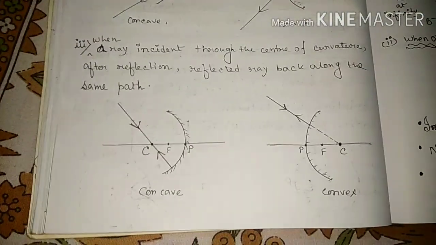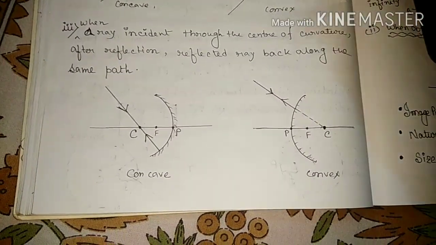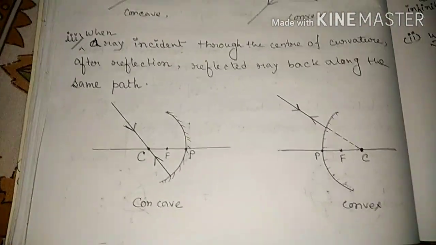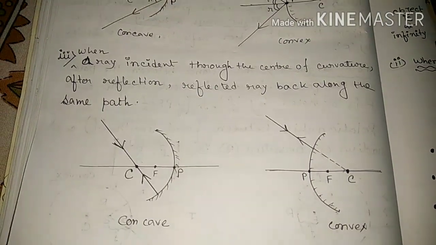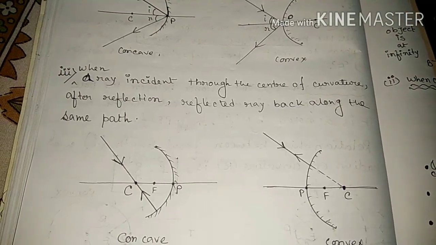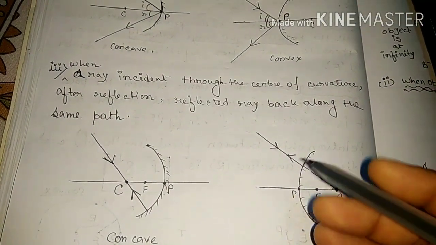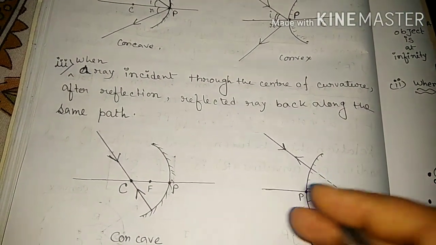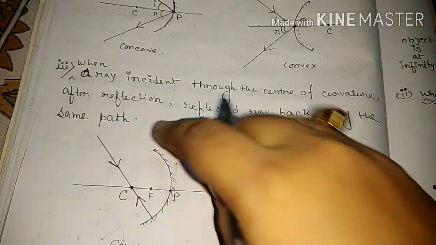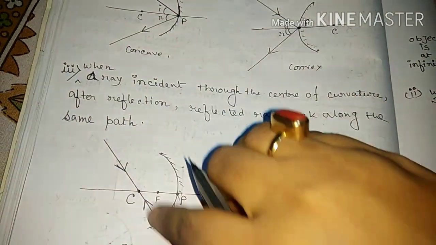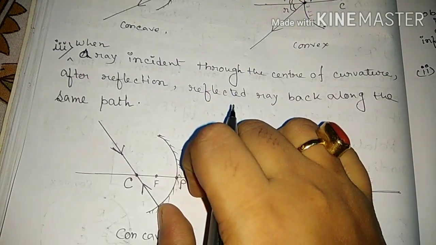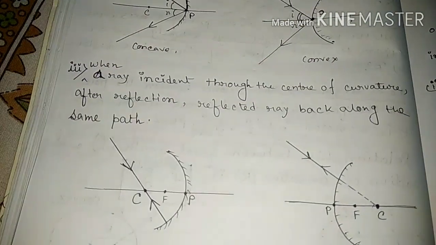Third one, what is the third rule? Third rule: when a ray is incident through the center of curvature, directly towards the center of curvature, then the reflected ray also goes back along the same path. That means if it is incident through this path, this is the center of curvature of the mirror, then it will be reflected back along this same path only.